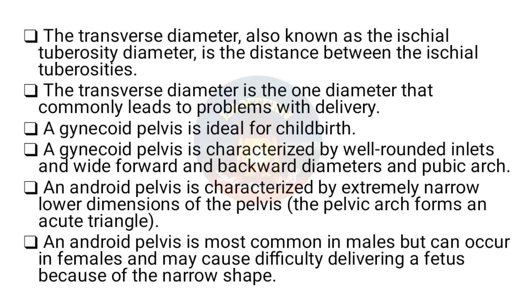An android pelvis is characterized by extremely narrow lower dimensions of the pelvis. The pelvic arch forms an acute triangle. The android pelvis is most common in males but can occur in females and may cause difficulty in delivering a fetus because of the narrow shape.